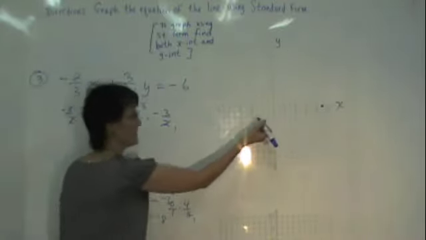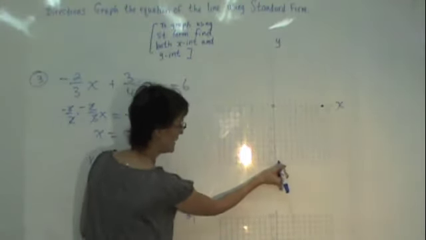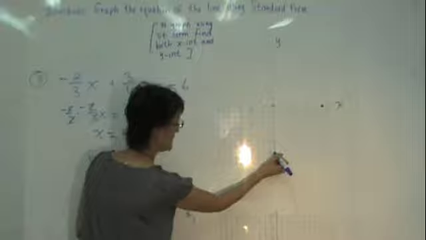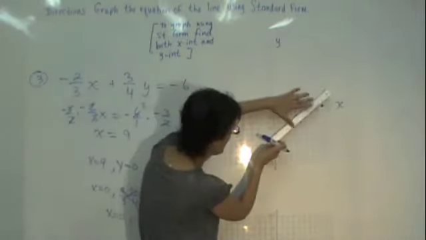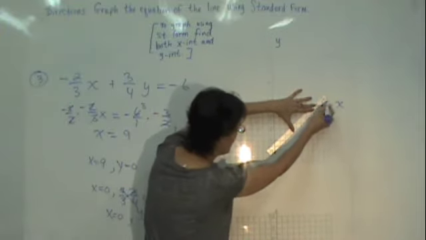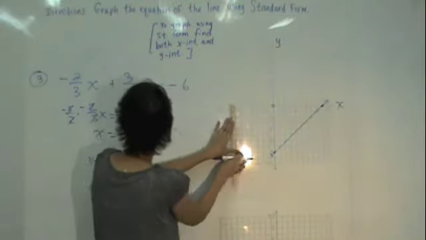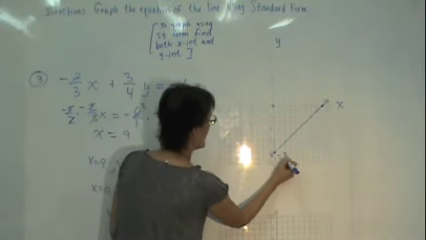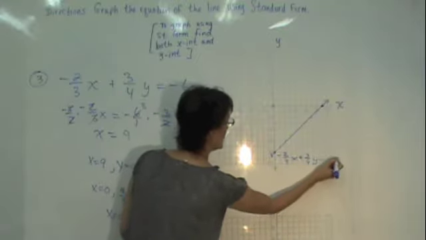So x equals 0, this is 0, and then y equals negative 8, and there's that dot there. 2 points determine the line, so we're going to connect them with our straight edge. And there is the graph of our line. Don't forget to label it: negative 2/3 x plus 3/4 y is equal to negative 6.